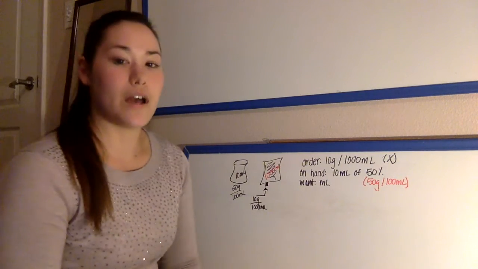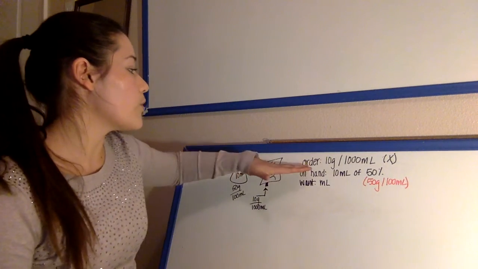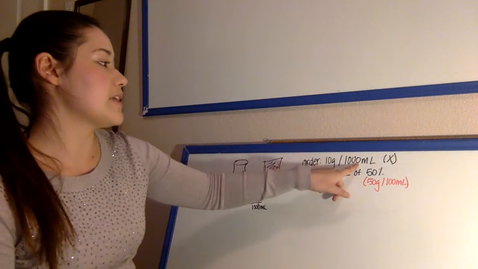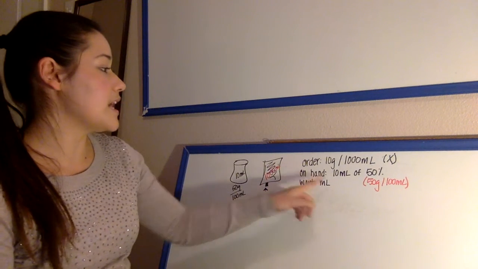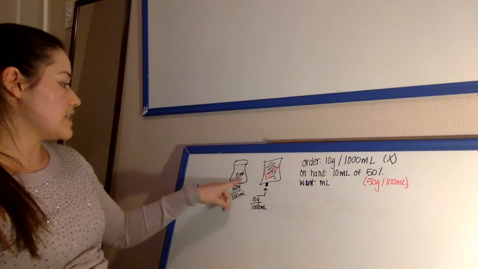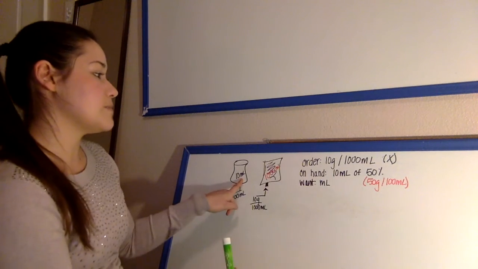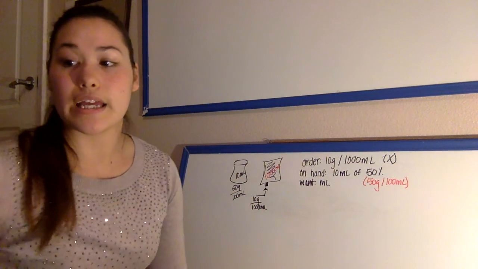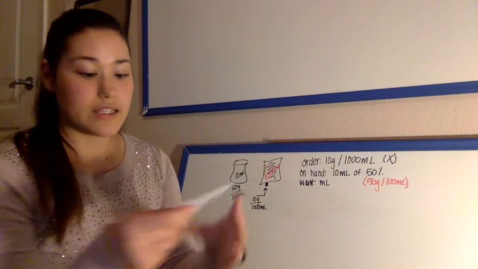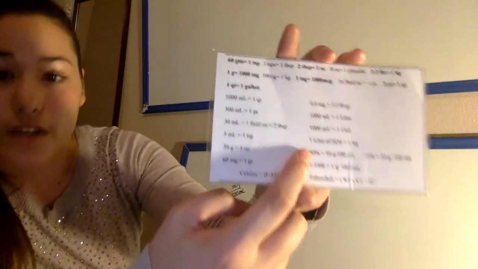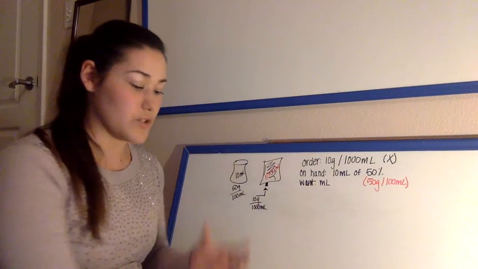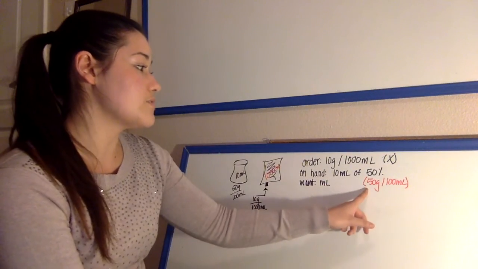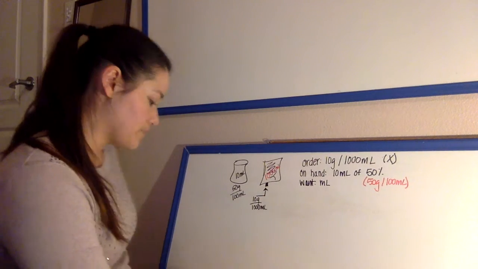So on the board here, I already prepped the question. The order calls for 10 grams of drug X in 1,000 milliliters. Currently on hand, we have a 10 milliliter vial, and here's my little vial here. It has 10 milliliters in it, and it has 50%. Now remember, when you go back to your little cheat sheet, it says that 50% represents 50 grams per 100 milliliters. So that's how you need to visualize that. When you see that percentage, that just means that there's 50 grams per 100 milliliters in that vial, okay?